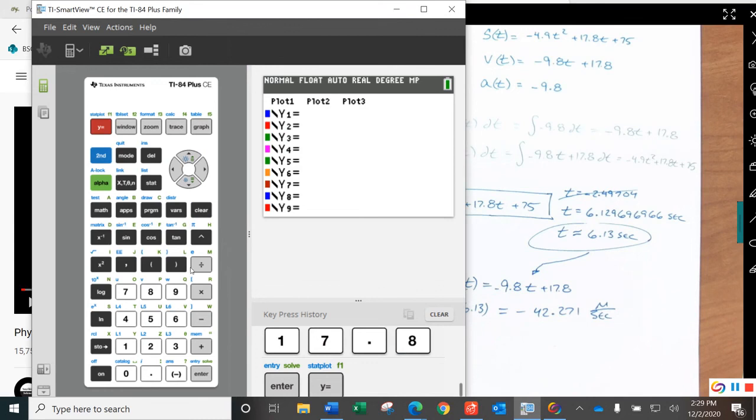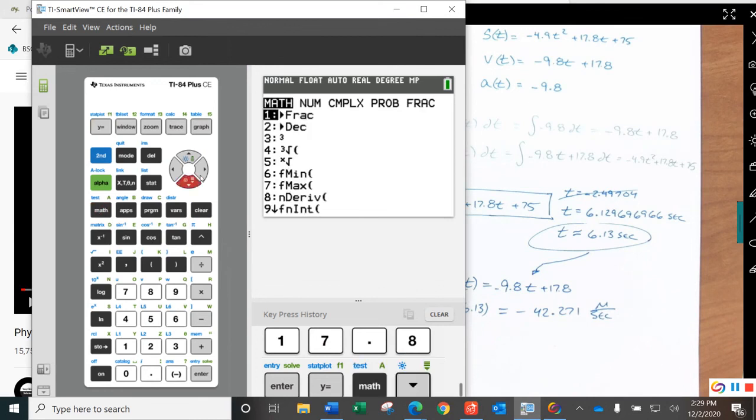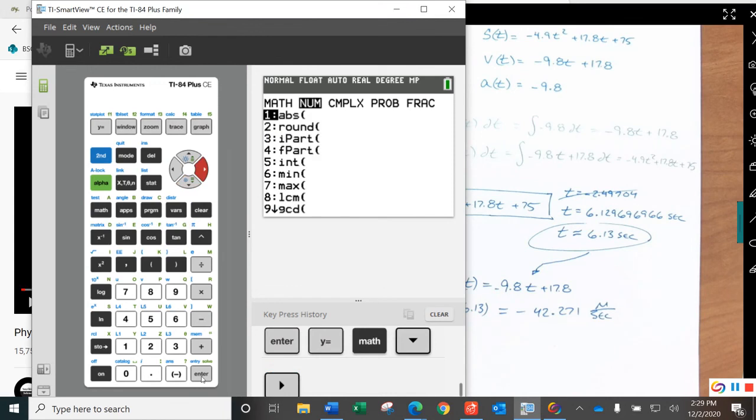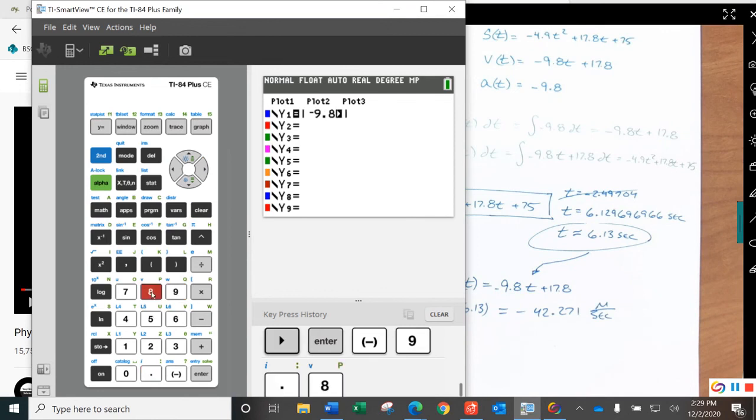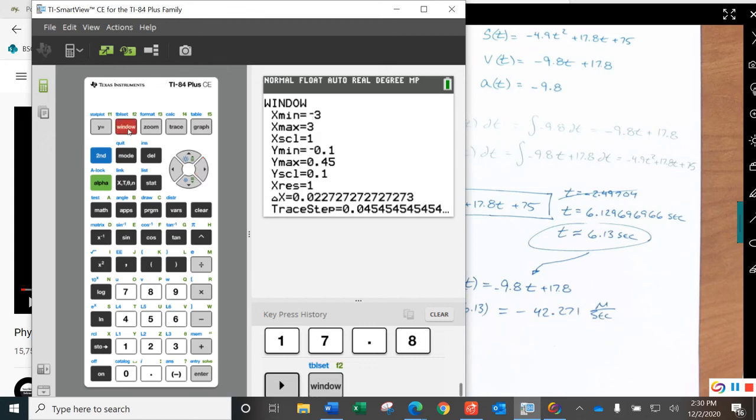I'm going to put my absolute value of this function, negative 9.8, I'll use x, I know it was t in the problem, but plus 17.8, and that's all in absolute value brackets. There's the absolute value of this function, and I'm going to graph it. Let's use a window. We know it hits the ground in 6 seconds, so let's go from like negative 1 to 7. I always like to see just a little bit more than I'm looking for, and I'm going to use a zoom fit.